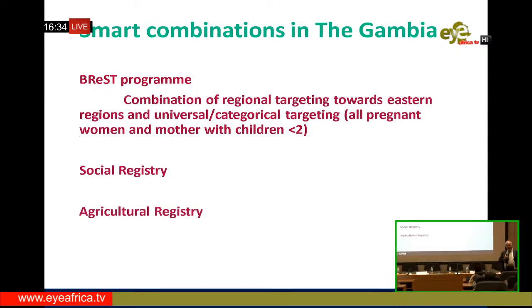But there are also good examples. Gambia is one of them. I very much like the BREST program. And the BREST program actually didn't use one targeting method, but 2. They first used regional targeting. They targeted the 3 most eastern provinces. And then they targeted, categorically, as we call it, pregnant women and women with children younger than 2 years old.